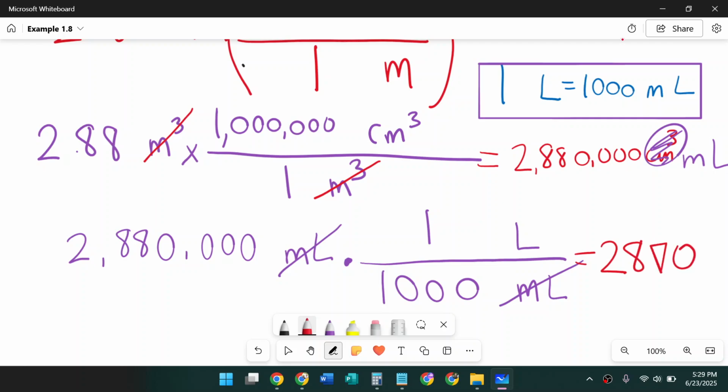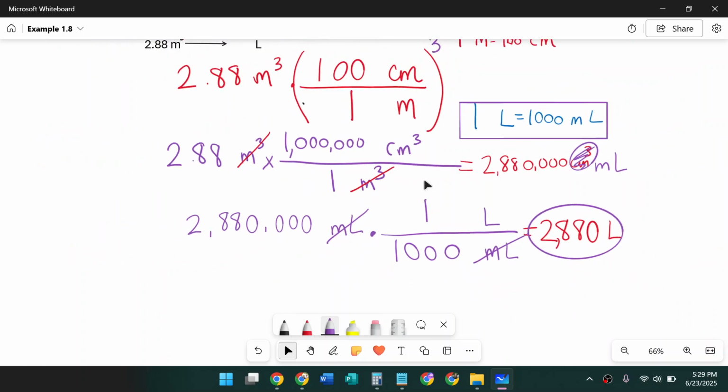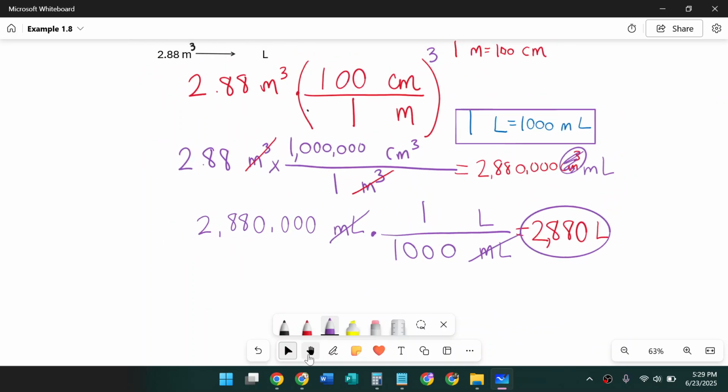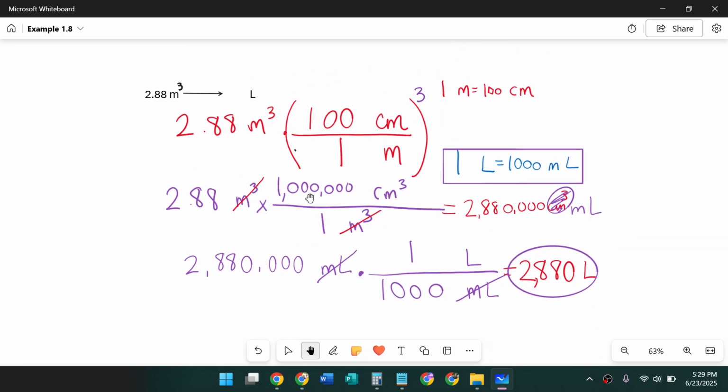So we have 2,880, and please pardon Microsoft Whiteboard that thinks my 8 is a triangle, and that's in liters. And again, checking our significant figures, we had 3 over here in this number. The rest of the zeros are not significant. And in our answer, we also have 3 significant figures. That 8 is not significant, and so our answer is fine just like it is. This is our answer. So if we're converting from meters cubed to liters, we can see that we started with 2.88 meters cubed, and our final answer is 2,880 liters.